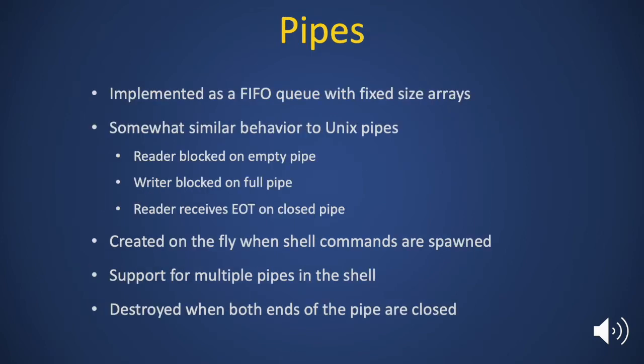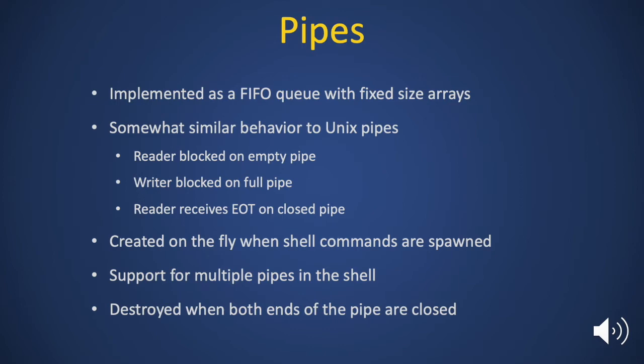Now, to dive a bit deeper into how the special features are implemented, we start with pipes. The pipes are implemented as a FIFO queue with fixed size arrays. They have a somewhat similar behavior to Unix pipes in the sense that the reader is blocked when the pipe is empty, the writer is blocked when the pipe is full, and also the reader receives end of transmission when the other end of the pipe is closed.